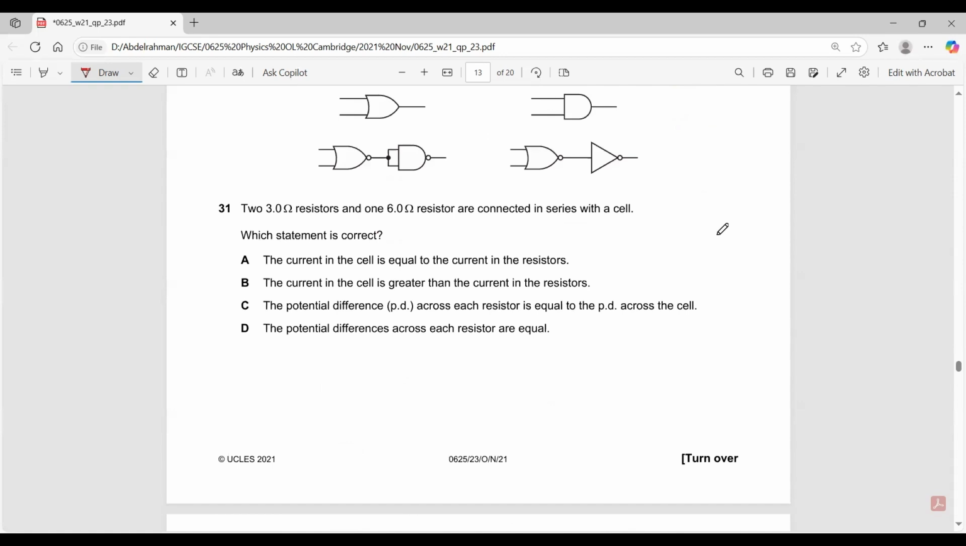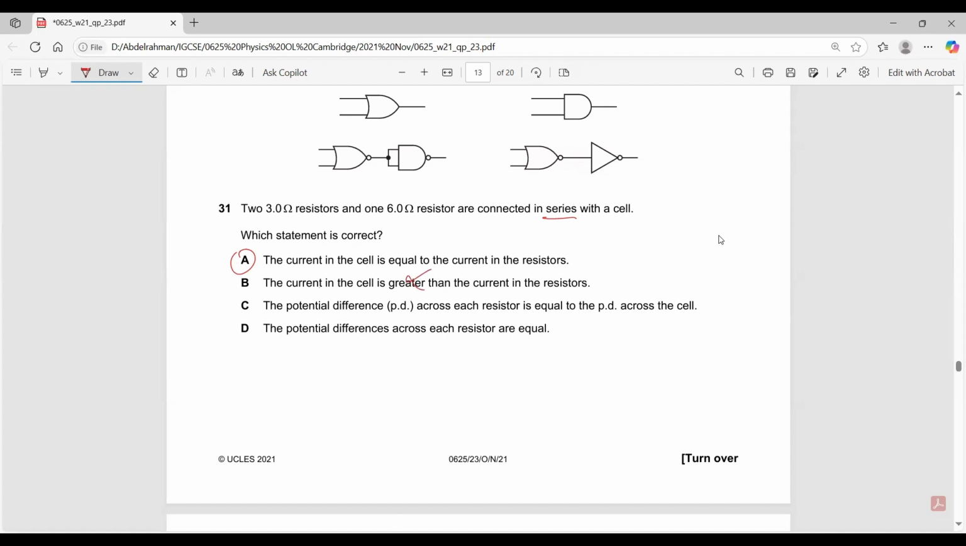31, two 3 ohm resistors and one 6 ohm resistor are connected in series with the cell. Which statement is correct? The current in the cell is equal to the current in the resistors. Isn't that correct? He said that they are connected in series, so the current is the same. Yes, it is the same. The current in the cell is greater. No, it's not greater. It's the same.